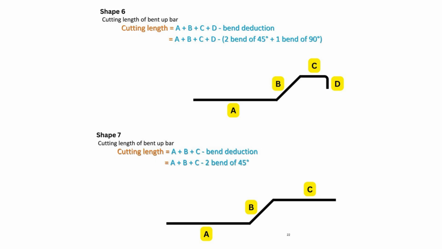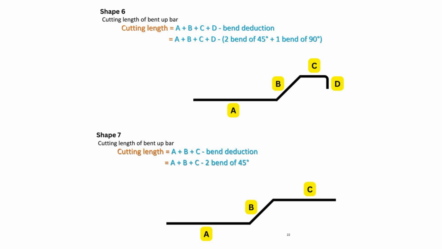Since shape 6 has two bends of 45 degrees, that equals 2 times 0.3d, which equals 0.6d. One bend of 90 degrees equals 1 times 1d, which equals 1d. Total bend deduction equals 0.6d plus 1d equals 1.6d. So the final formula becomes cutting length equals A plus B plus C plus D minus 1.6d. This adjusted length ensures the bar is fabricated precisely to match design specifications, considering the material loss due to bending.